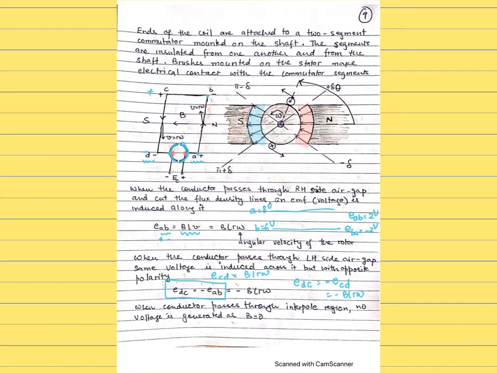When the conductor passes through this section in here, or this section in here, since there's no magnetic field, since we have assumed here B is 0, here B is 0, that's why E is also 0.